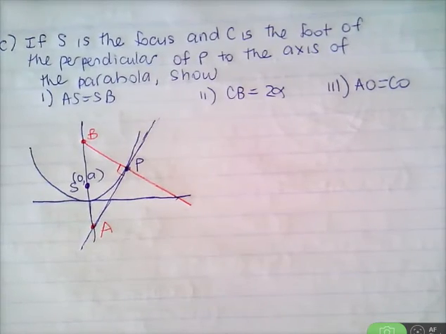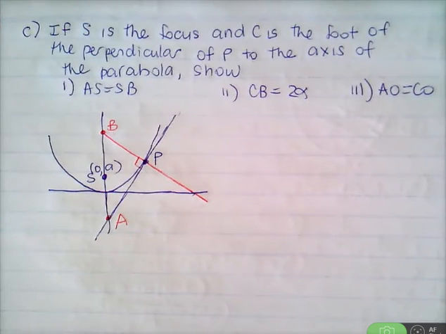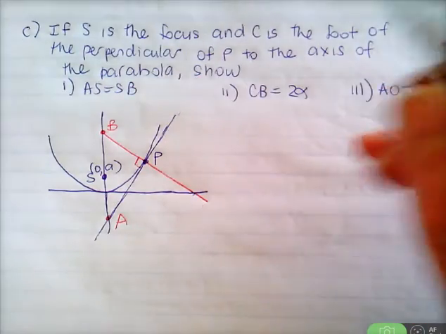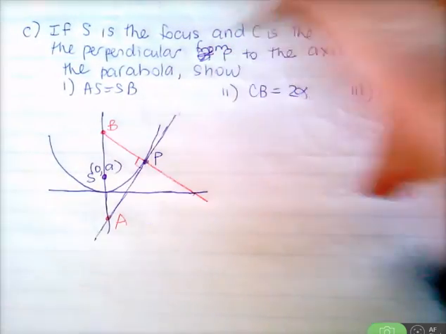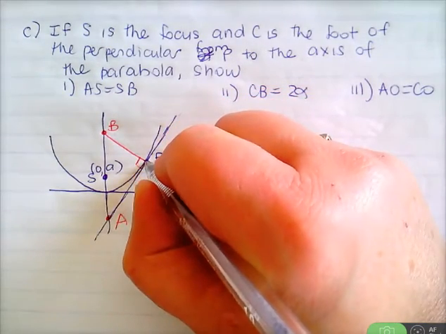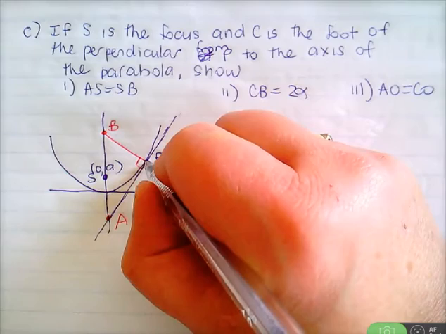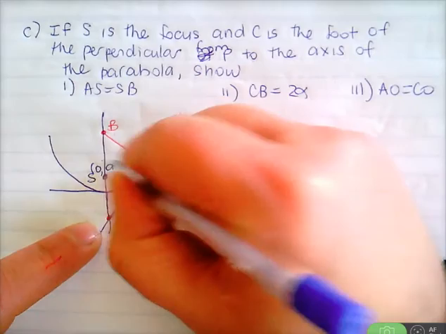girls. C, if S is the focus, it's there, 0A. C is the foot of the perpendicular from P to the axis of the parabola. Now I know what it is, from P to the axis of the parabola. So straight down. The foot of the perpendicular from P, no, the axis of the parabola is that. Is it?